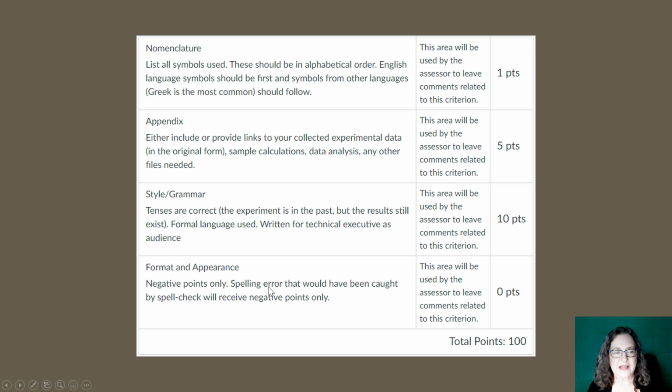Now, I have this last category here, which is format and appearance. This is negative points only. I promise you, every time I catch a spelling error that spell check would have caught, I'm taking off one point. But I also take off one point for first person pronouns, for general ugliness, for turning in a final report that still has track changes or comments left in there, or XXXX because I was going to put in a page number here and I forgot to ever get around to it. Those things go into format and appearance, and I just take off one point for each one of those. Okay? So that's going to be your formal report.